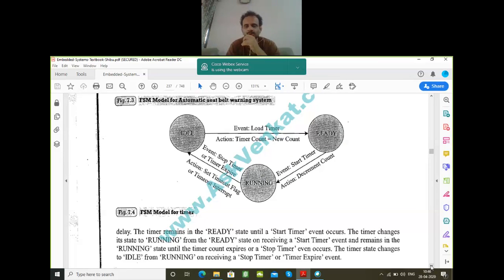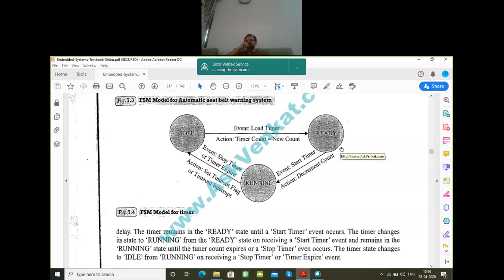Then also you have another example of a finite state machine model, for a timer. Okay, timer is another example. The timer will be in idle state, it is not running. If suppose some event occurs, the timer will be loaded and the timer will get ready.